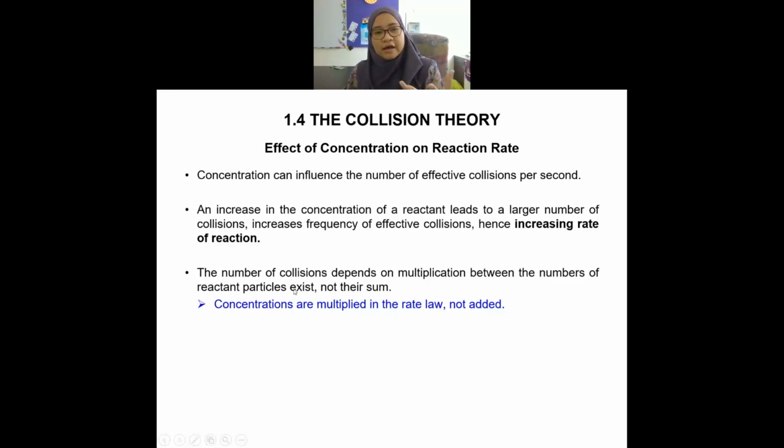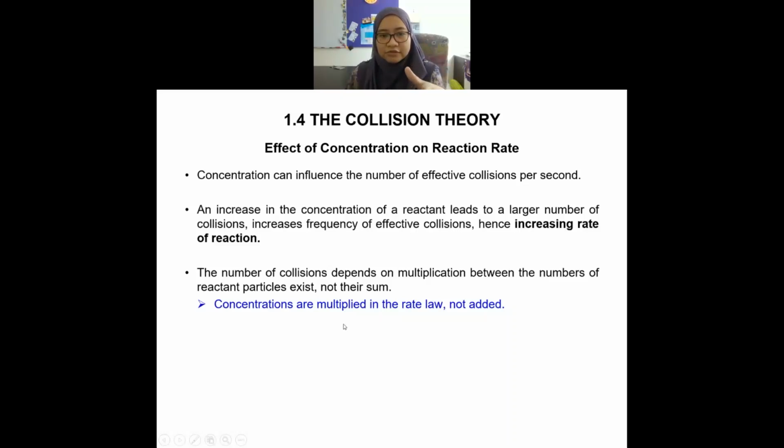that take place, kita boleh predict. We can expect the number of collisions that will take place by multiplying the concentration. I mean by multiplying the numbers of reactant particles. Kita multiplykan dia, bukan kita tambahkan dia. The easiest way will be kita multiply the number of particles of reactant present in the reaction.